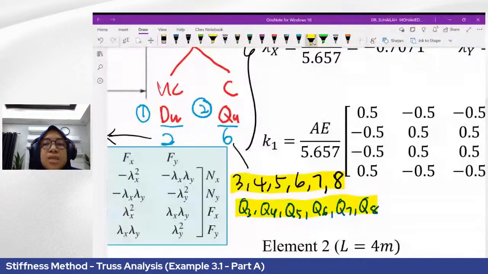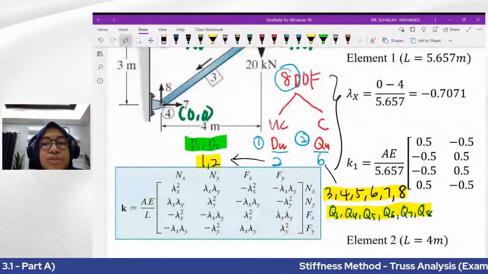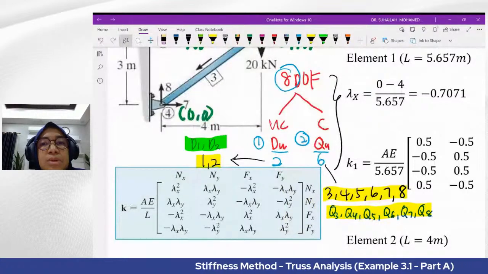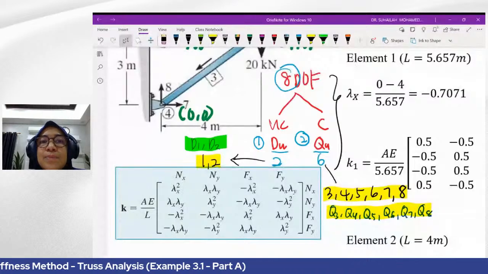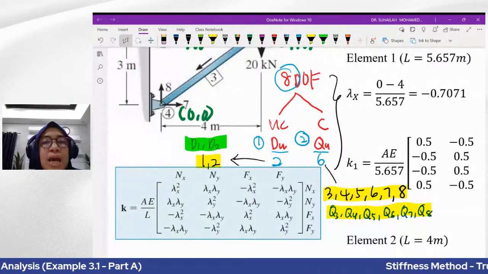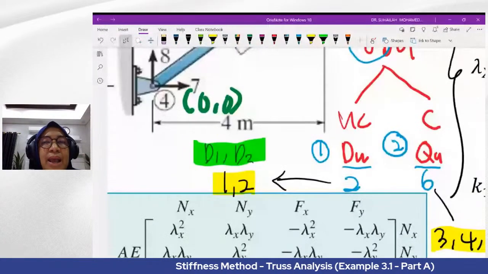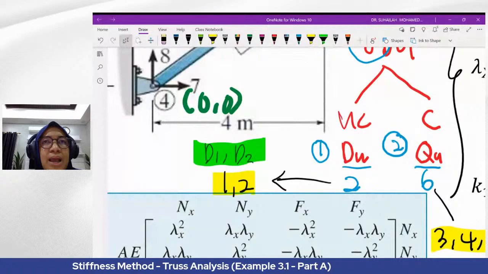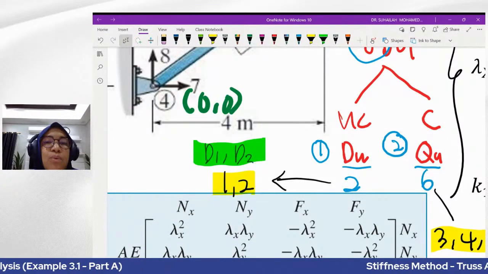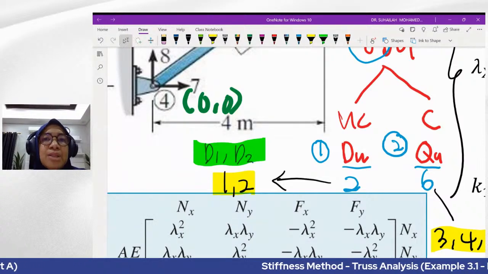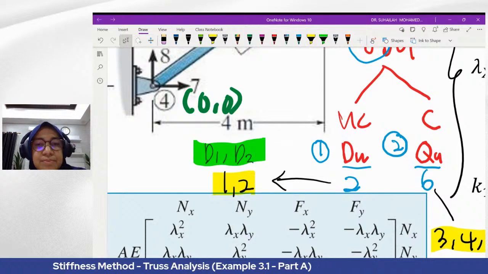So the first output that we need to calculate is displacement. There are 2 displacements, D1 and D2. So what is D1? What is D2? Remember, 1 and 2 represent positions.